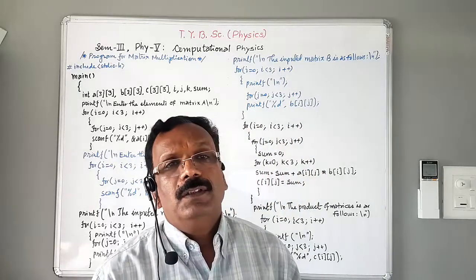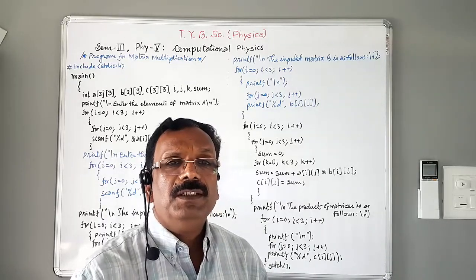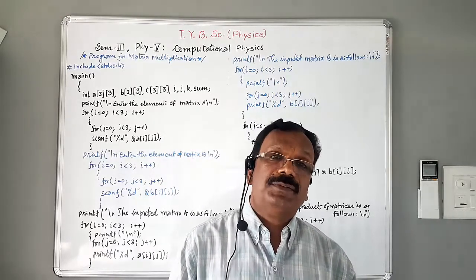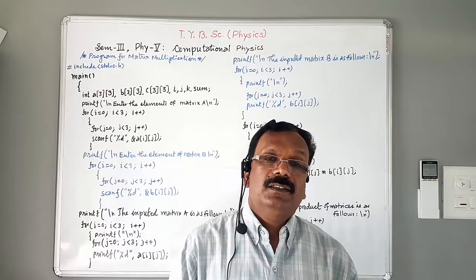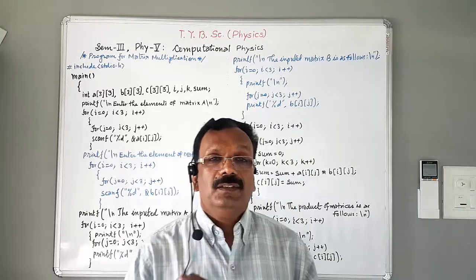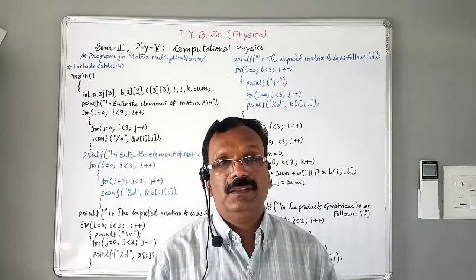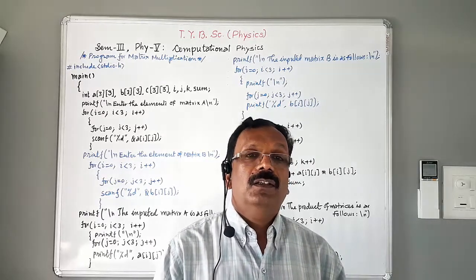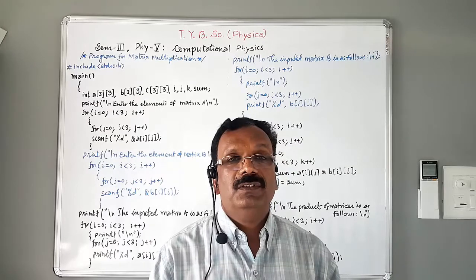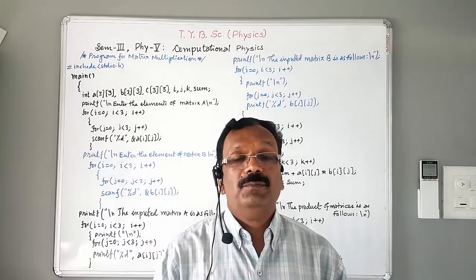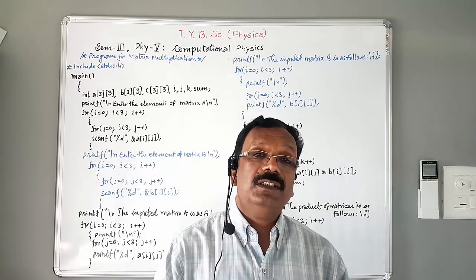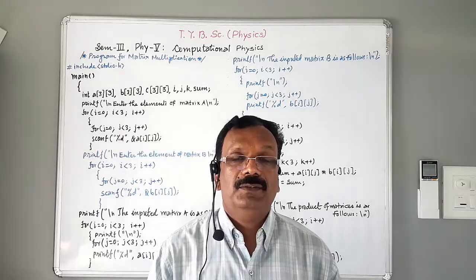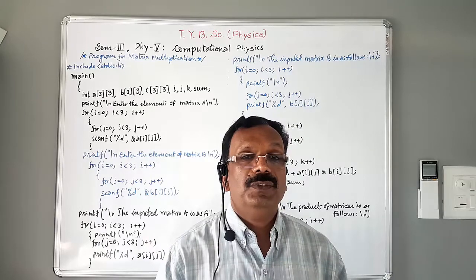We know in the previous lecture we saw that for addition of two matrices or subtraction of two matrices, the main condition is that the rows and columns in both the matrices should be equal, or corresponding columns and corresponding rows in both the matrices must be equal. But this condition is not applicable in multiplication of two matrices.